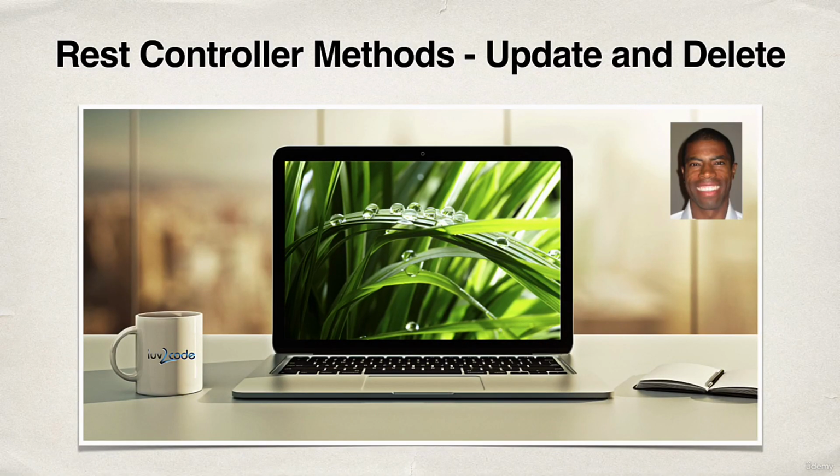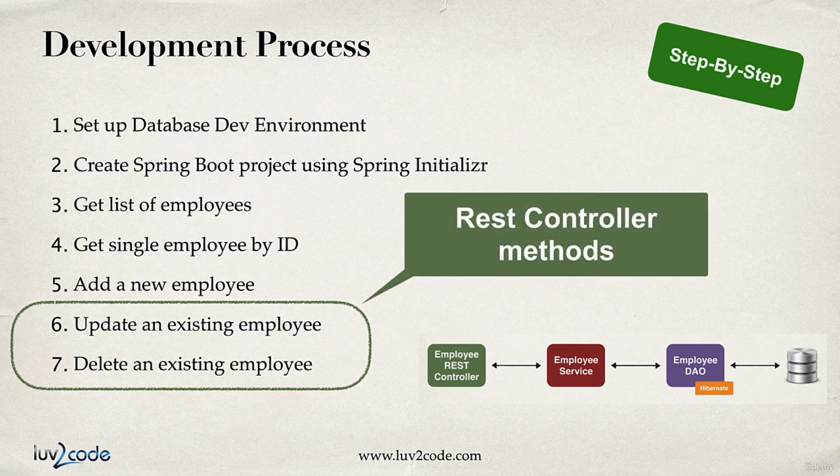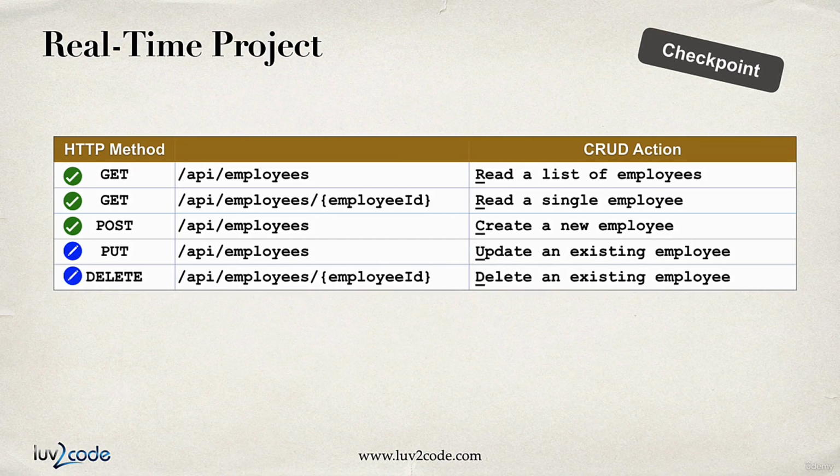In this video, we'll look at our REST controller methods for update and delete. So we're almost done here, almost finished with this development process. So steps 6 and 7: updating an existing employee and also deleting an existing employee. And we'll add these as our REST controller methods. And just as a checkpoint, we've already covered the first 3 methods. Now we'll cover PUT for doing an update and also DELETE for actually deleting an employee.